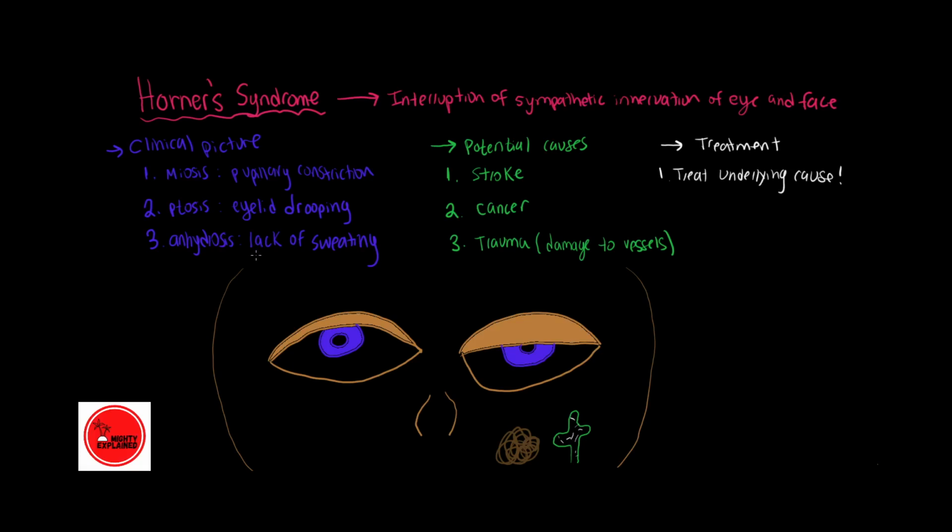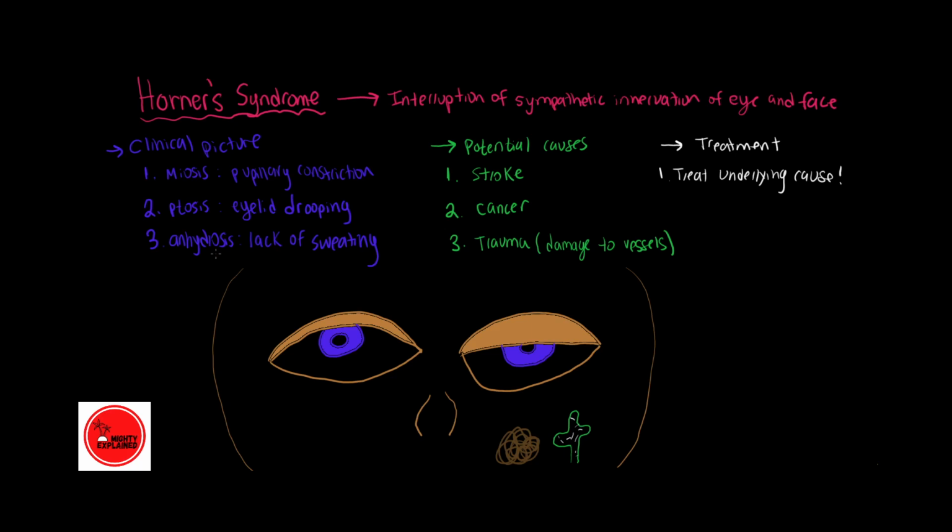Today we're going to be talking about Horner syndrome, which is basically an interruption of the sympathetic innervation of the eye and face, which originates from the cervical sympathetic chain fibers. So this would result in a clinical picture as I'm about to describe to you now, although it is important to understand that these symptoms do present ipsilaterally to the lesion.